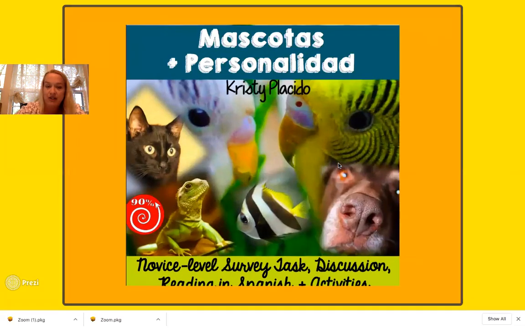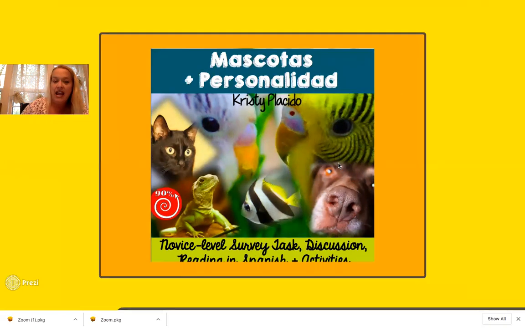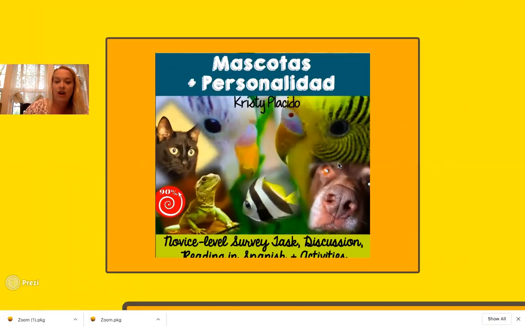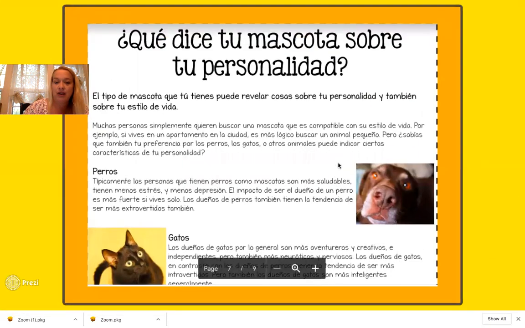We also use Mascotas y Personalidad, which is a lesson that Christy Placido created in Teachers Pay Teachers. What she did was take an authentic reading source and make it more comprehensible for her students. So it's more like an embedded reading. It's still authentic, but it's simpler so that they understand it. It's not over their head.